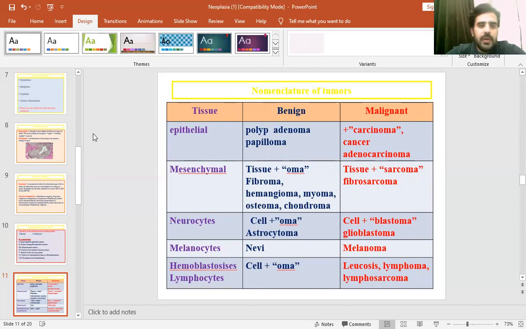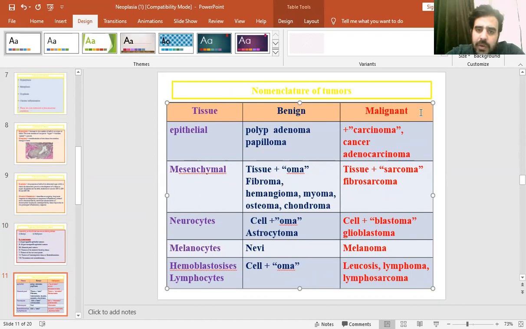Nomenclature. This is the first list or the first block, where we have the tissues. In the second block we have the benign nomenclature, the nomenclature when the tumor is benign, and in the third there is a block for the malignant nomenclature. For example, in the epithelial cells, if it is benign, we will call it a polyp, adenoma, or papilloma. If carcinoma is added, it indicates malignancy. For example, adenoma is the benign one. If there is adenocarcinoma, it means a malignant epithelial tumor.